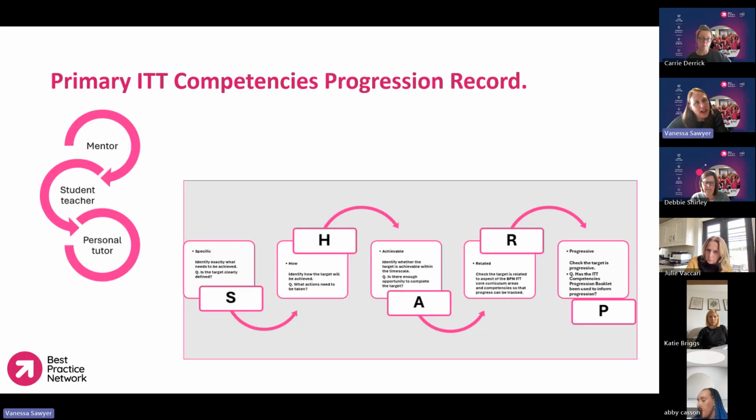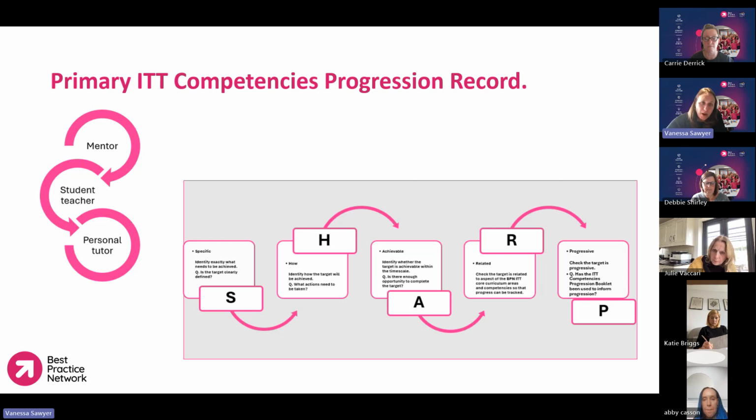So we have a document that is called the Primary ITT Competencies Progression Record, bit of a mouthful there. But this is the key document, and this is what our student teachers will be using. You will be using it as personal tutors to identify the progress of your student teachers. It will map to the different assessments that you're using on Mosaic, and it also informs the target setting. And we've moved to a model of sharp targets because of the progressive nature, so that we can see that progression as a student teacher moves across the program.